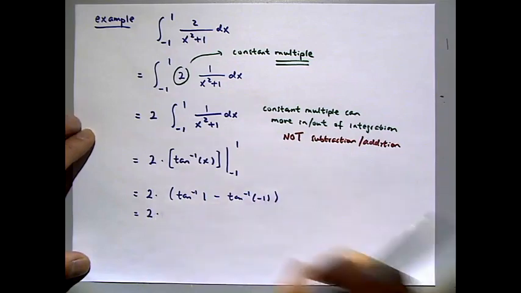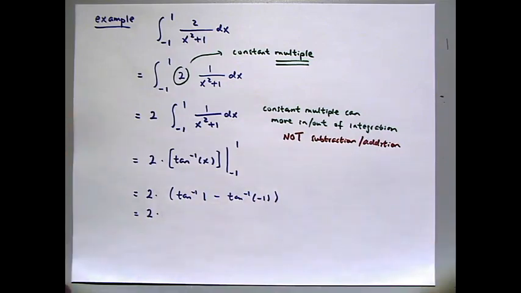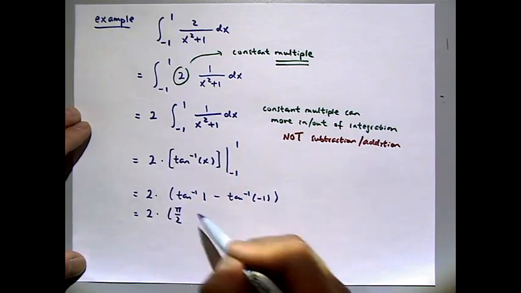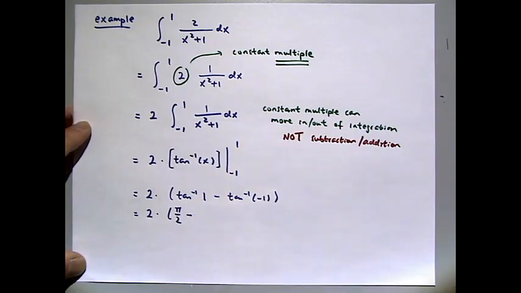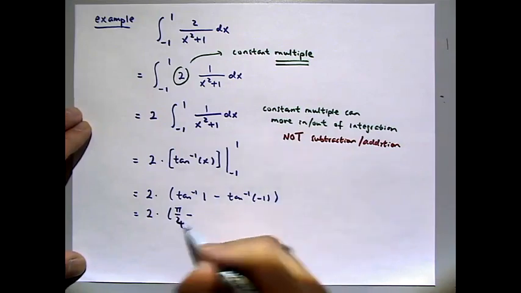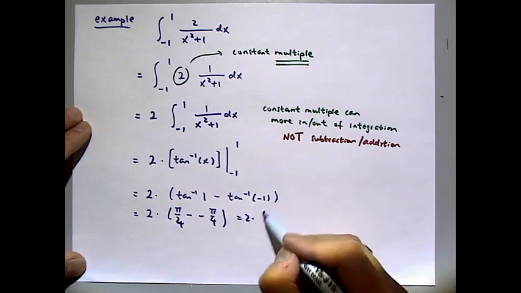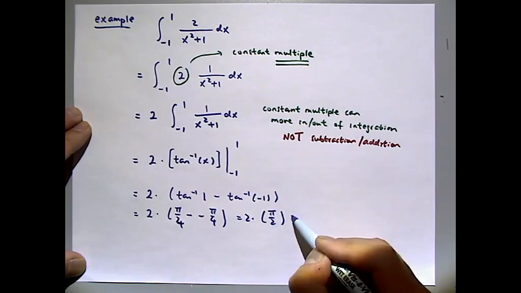What's the inverse tangent of 1? What angle has a tangent of 1? Pi over 4, right. What about inverse tangent of minus 1? What angle has a tangent of negative 1 in the fourth quadrant? Negative pi over 4. So we get 2 times pi over 2. We get a pi.